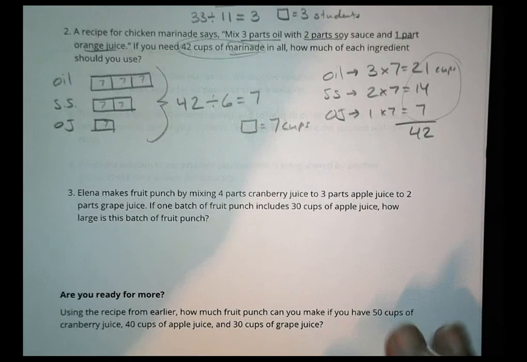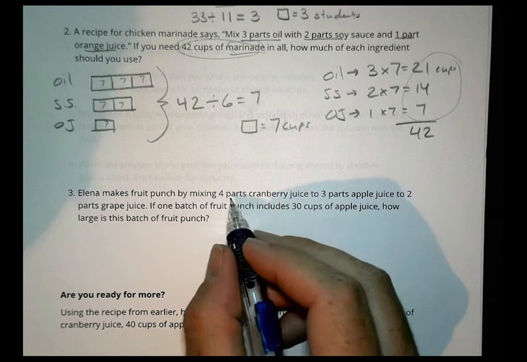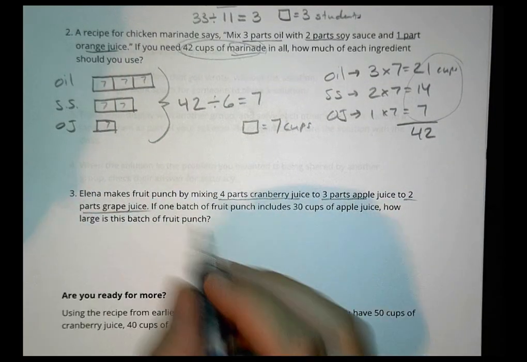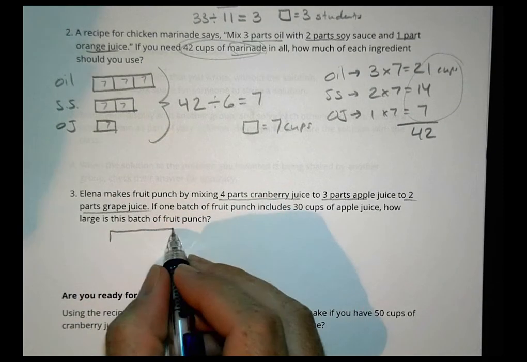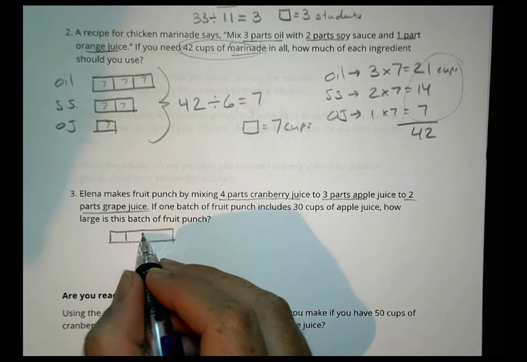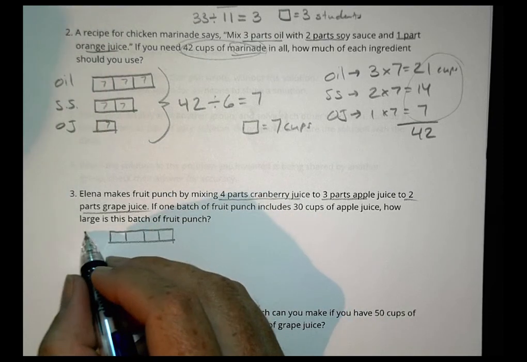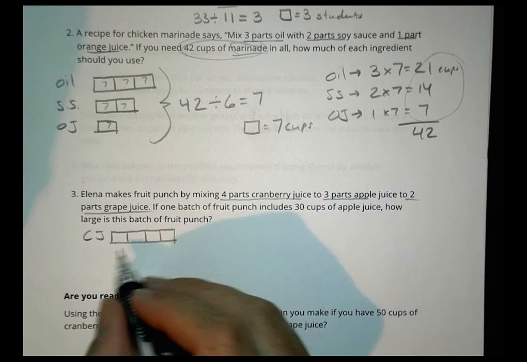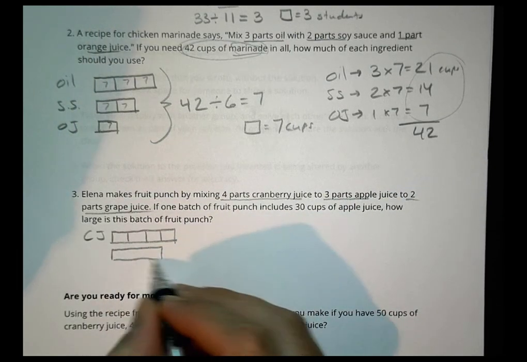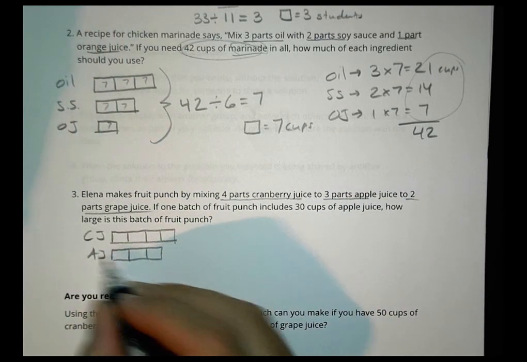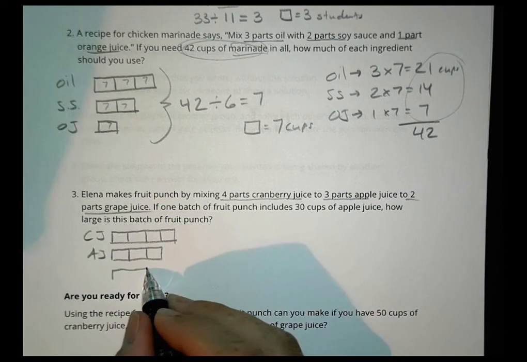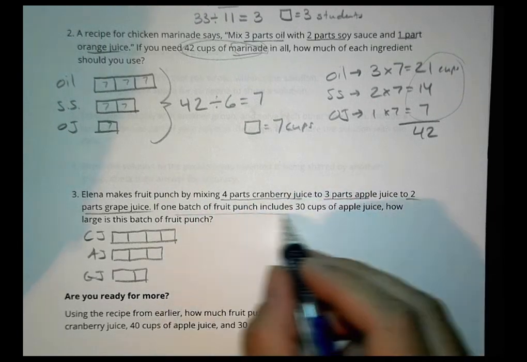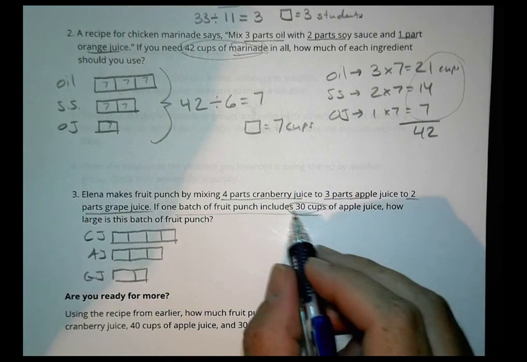Let's take a look at Elena making fruit punch. She mixes 4 parts cranberry juice, 3 parts apple juice, and 2 parts grape juice. So let's get a 4. Here's a 4 right here. 1, 2, 3, 4. That's our cranberry juice. Our apple juice, it said, was 3. So we'll go 1, 2, 3 like this. Apple juice. And our grape juice is 2.